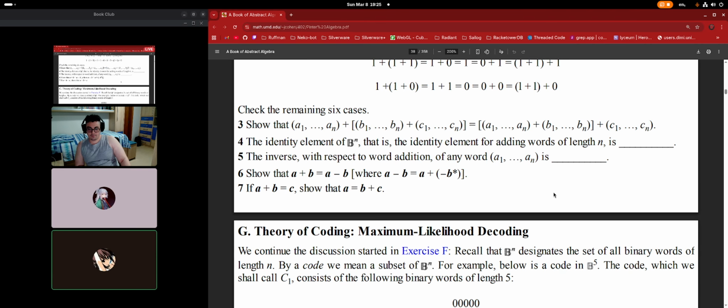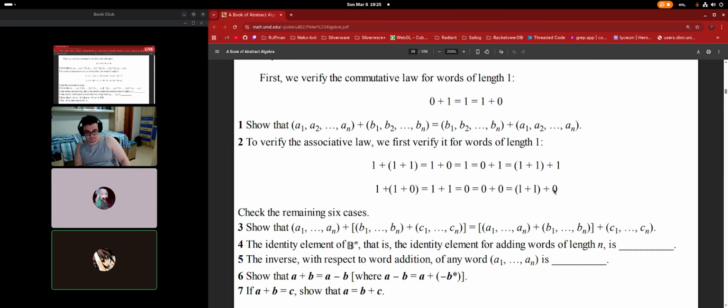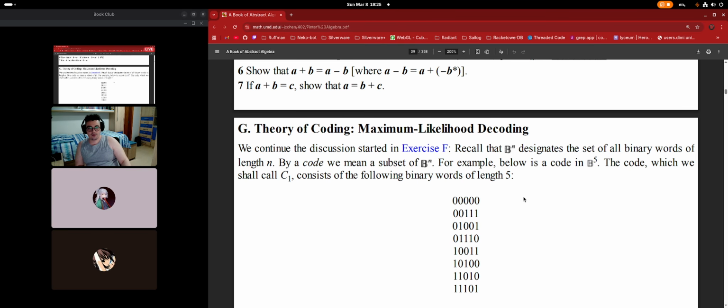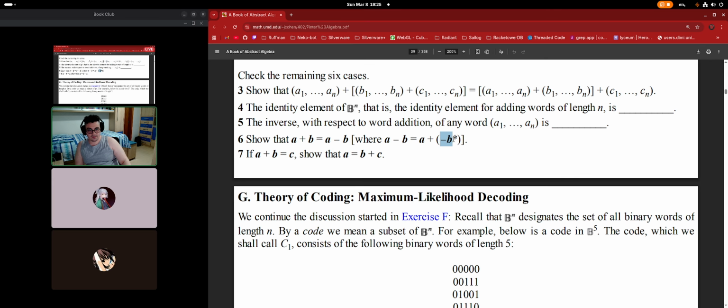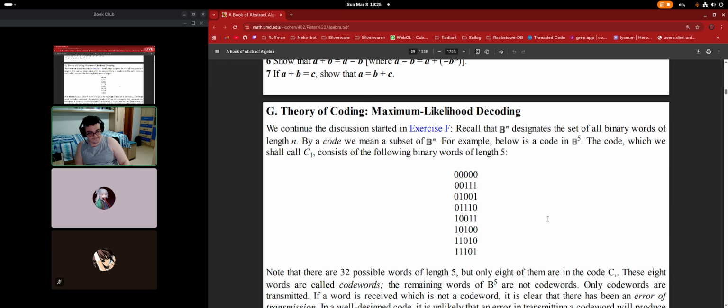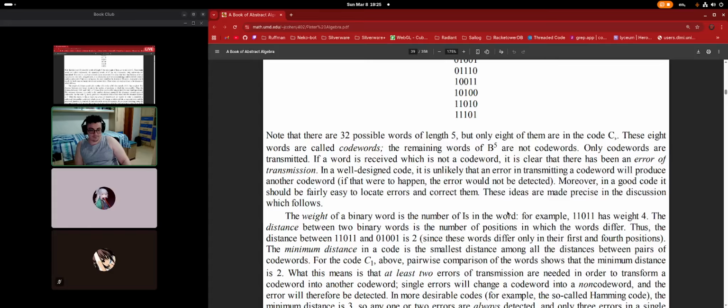Yes, because minus b is, well, identity. Yeah, essentially. No, that was my mistake. The negation in this case to make the inverse is actually itself, not flipping the bits. Cool. And then some coding stuff.